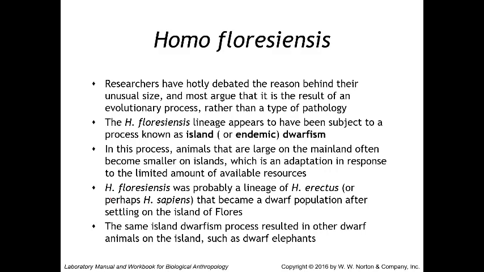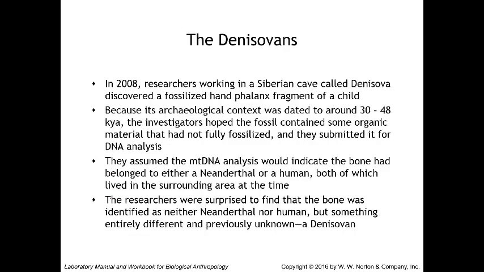Homo floresiensis was probably a lineage of Homo erectus, or perhaps even Homo sapiens, that became a dwarf population after settling on the Isle of Flores. The same island dwarfism process has resulted in other dwarf animals on the island, such as dwarf elephants. So it's really this idea that it's just island dwarfism rather than a pathological reason for why they are smaller in size. Then we have the Denisovans.